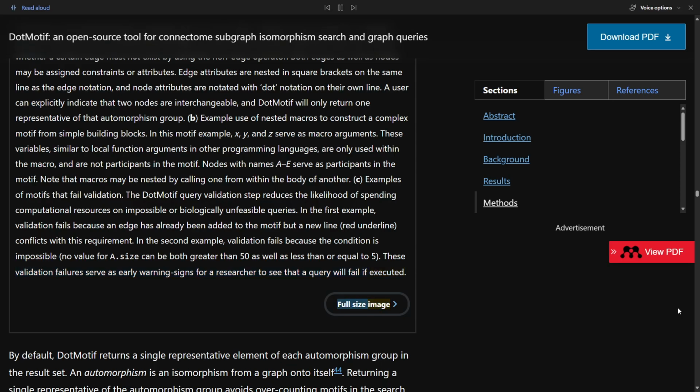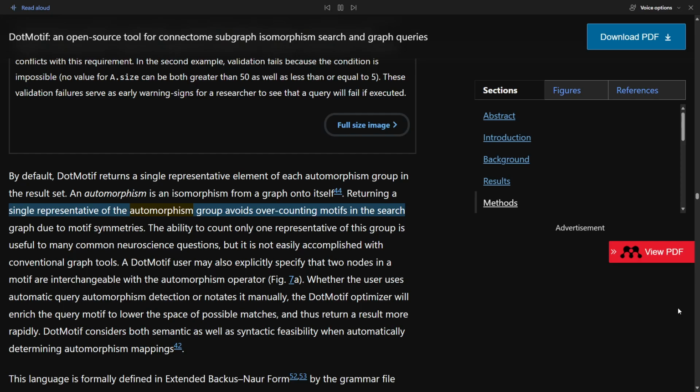Full-size image. By default, DotMotif returns a single representative element of each automorphism group in the result set. An automorphism is an isomorphism from a graph onto itself. Returning a single representative of the automorphism group avoids overcounting motifs in the search graph due to motif symmetries. The ability to count only one representative of this group is useful to many common neuroscience questions, but it is not easily accomplished with conventional graph tools.